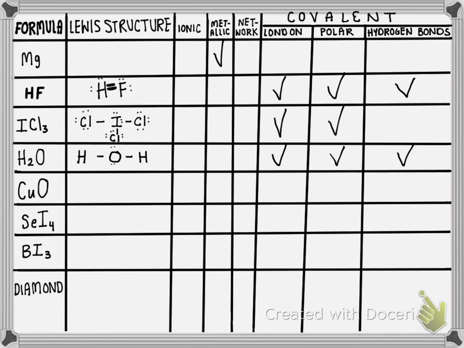Okay, so the next example is CuO. So you'll look at your periodic table again and find Cu, copper, and oxygen. And you'll notice that it's a metal bonding with a nonmetal, and when that happens, you know that it is ionic. So we'll check off the box for ionic.